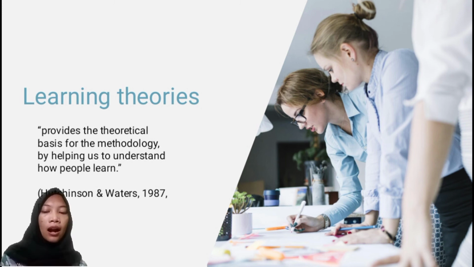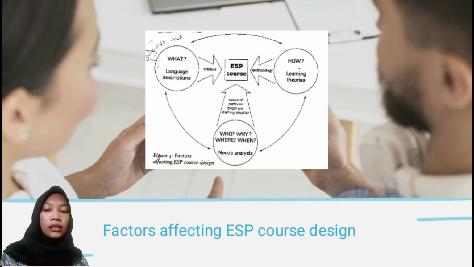Fifth, there is learning and acquisition, and the last is a model for learning. A model of the learning process which will provide a practical source of references for the ESP teacher and course design. And the last factor affecting ESP course design is need analysis. In need analysis, the questions are why, who, where, and when.